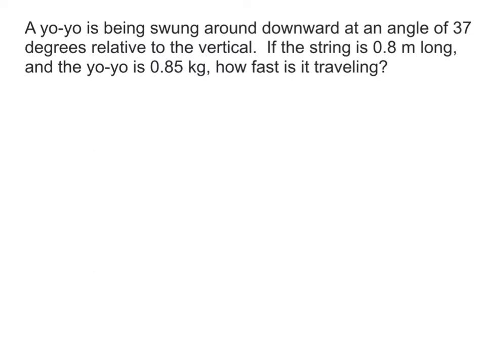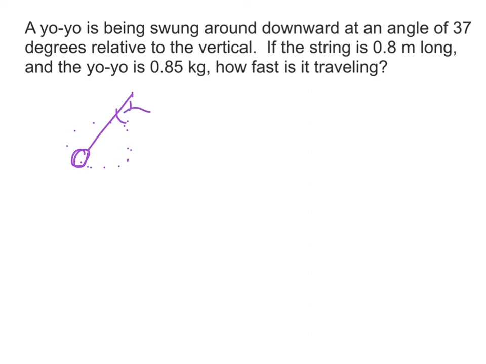And what's happening is an object is attached to a string. In this case, it's a yo-yo. It's being whirled around in a horizontal circle. So the motion of the object itself is horizontal. The twist in the problem is that it's being swung at an angle. In this case, it tells us that the angle is 37 degrees relative to the vertical.